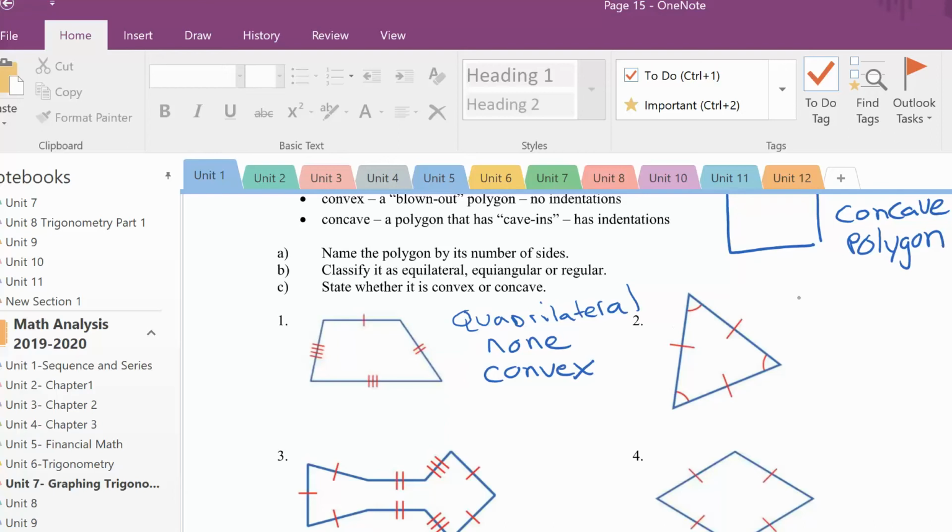So number two, that is a triangle. Now notice it is equiangular and equilateral, so therefore it is a regular triangle. And it is also convex.